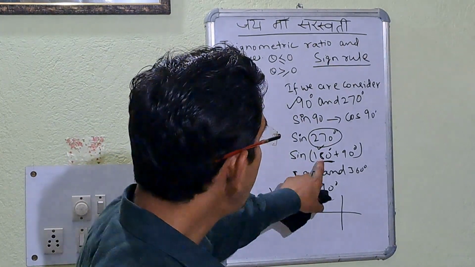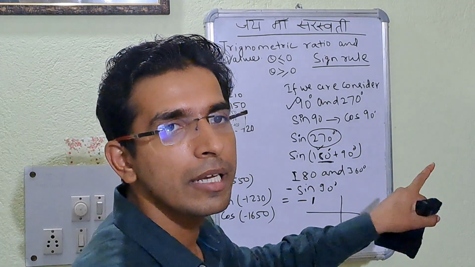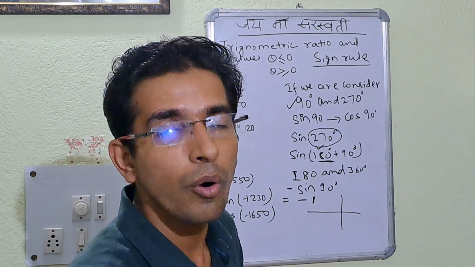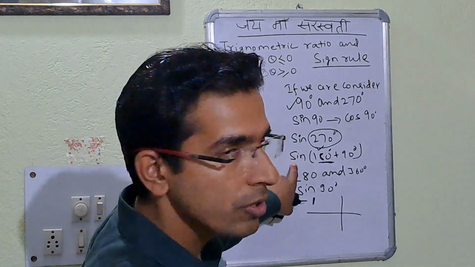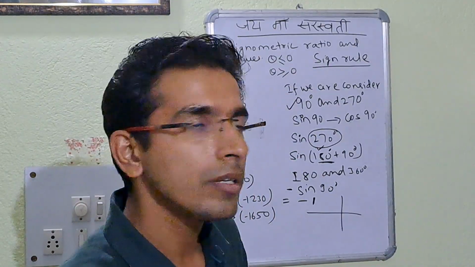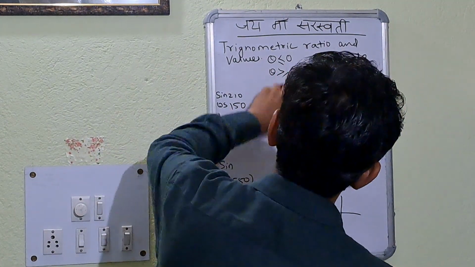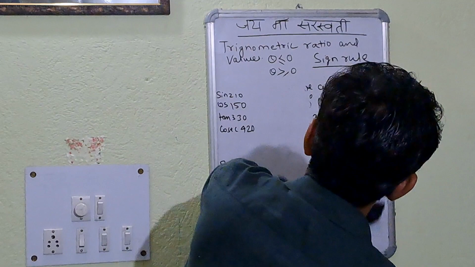I have already told you it is 180 degree plus 90 degree. It is lying in the third quadrant. In the third quadrant, only tan and cot will be positive. But here it is sine, so sine will be negative. Minus sine 90, that is minus 1. So this is the particular rule. Thirdly, we will see some examples which will make the concept clearer.